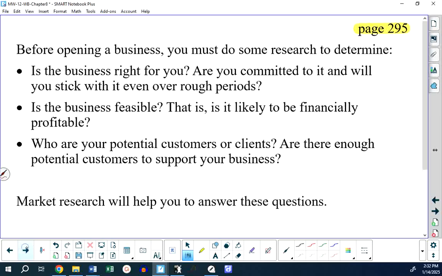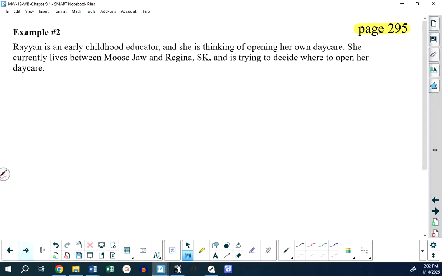And these are all called market research questions. So we're going to take a look at one example together. Rayanne is an early childhood educator, and she's thinking of opening her own daycare. She lives about halfway between Moose Jaw and Regina in Saskatchewan, and she's trying to decide where she should open her daycare. She can open one in Moose Jaw, she can open it in Regina.